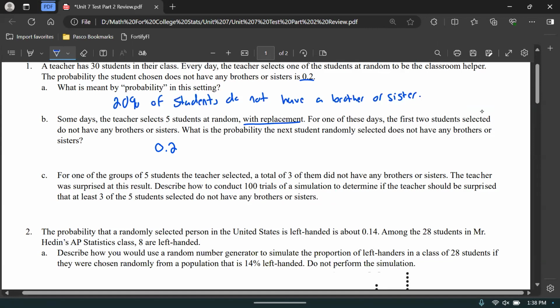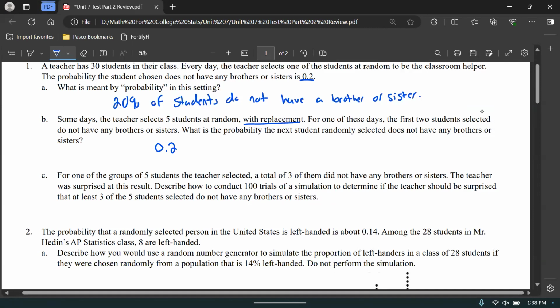So yeah, 5 students were picked and 3 of them did not have brothers or sisters. We're looking to see if that's a surprise. It says, describe how to conduct 100 trials of a simulation. So my probability is 20%. So I have to find a way to simulate 20%. So I can pick like maybe a number generator from 1 to 10. And I can have 1 and 2 represent not having a sibling. And obviously 3 through 10 being has a sibling, because that's 20% and 80%.